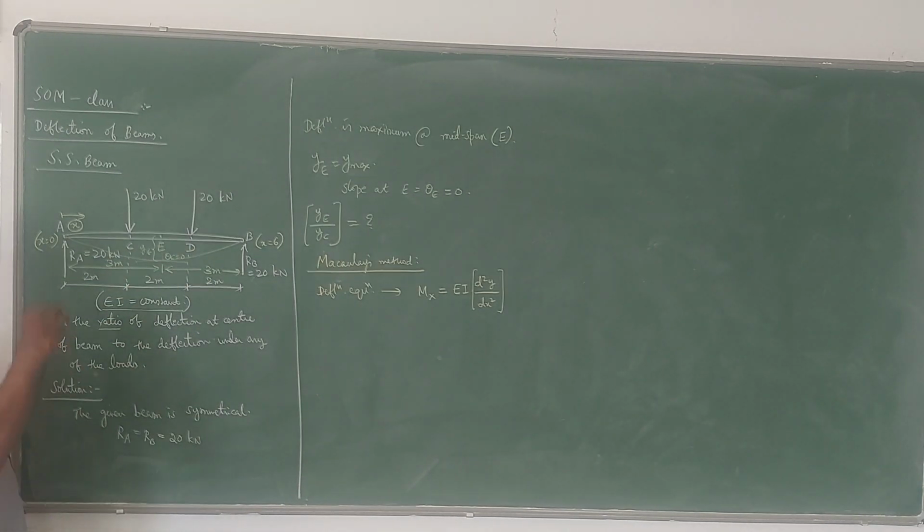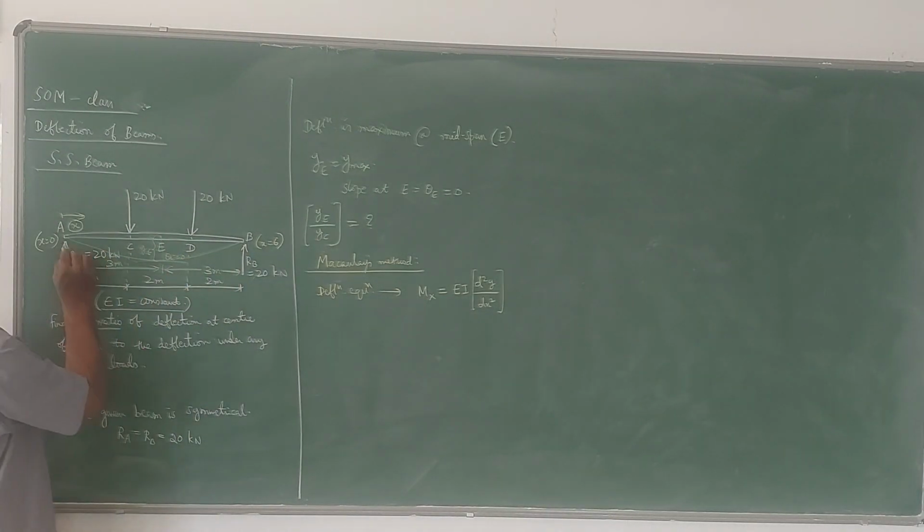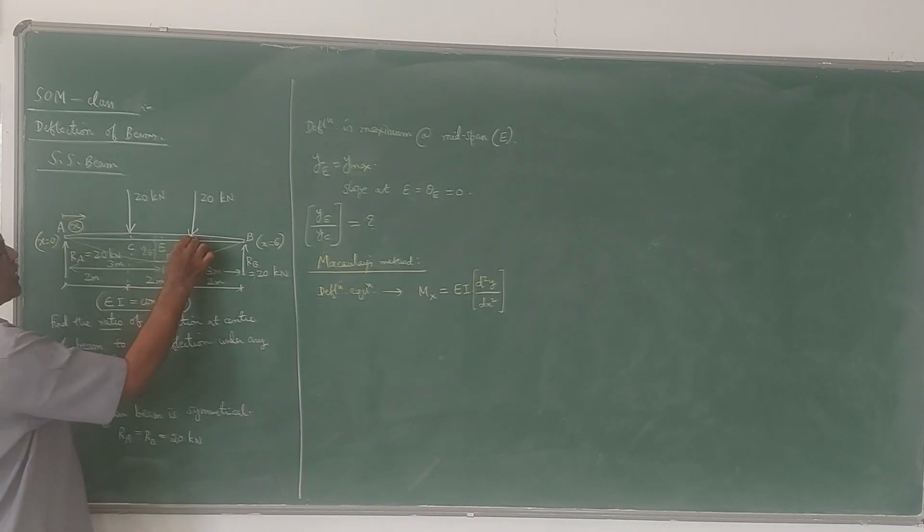Now, we have to consider a section in the farthest portion of the beam. So this beam is divided into 3 portions, AC, CD and DB. So from A, the farthest portion is DB.